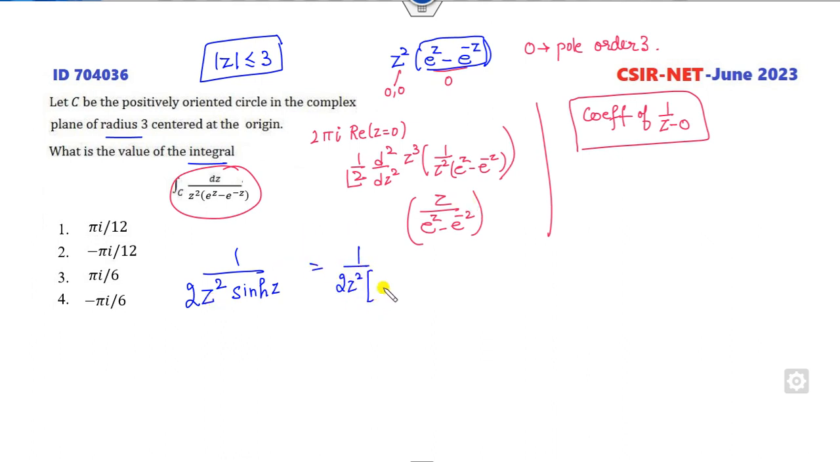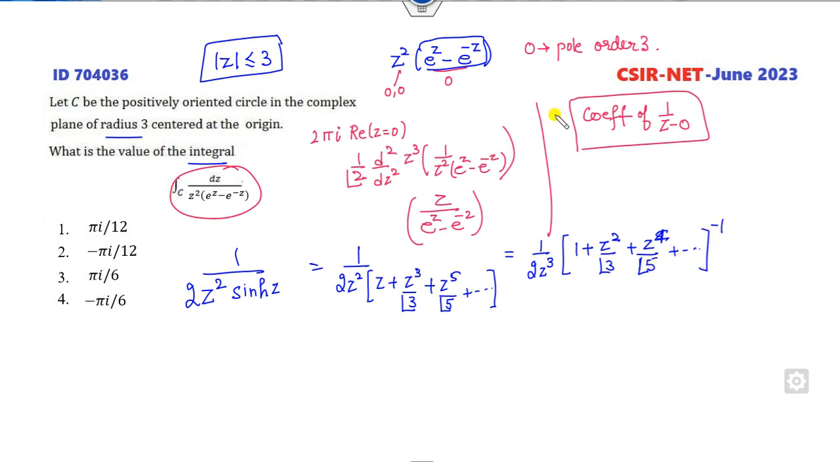It is 2z square. What is sine hyperbolic z? z plus z cube upon 3 factorial plus z raised to power 5 over 5 factorial and so on. I can take z as common, so it is 1 over 2z cube, and the rest portion I can write as 1 plus z square by 3 factorial plus z raised to power 4 over 5 factorial plus and so on, raised to power minus 1. Now you can expand it by the binomial theorem. So this is 1 minus (z square over 3 factorial plus z raised to power 4 over 5 factorial and so on) plus its square and then so on. Fine.